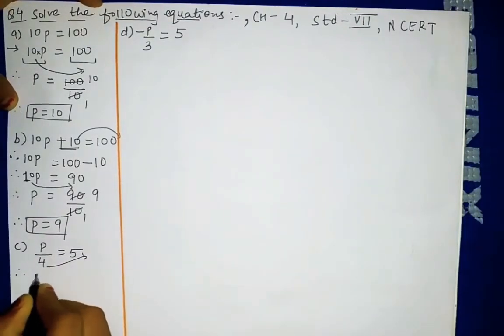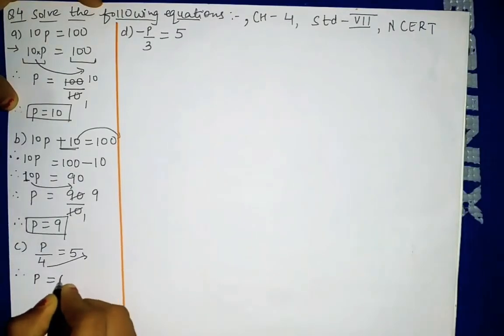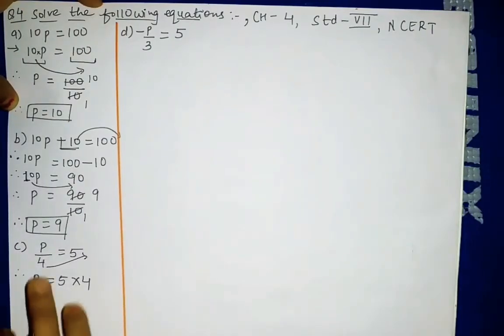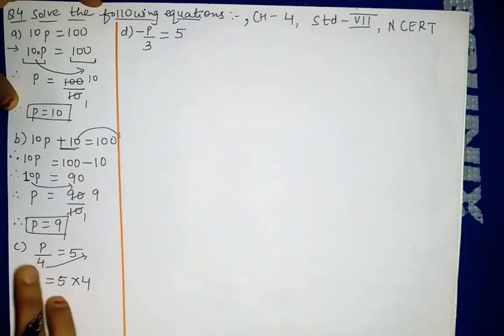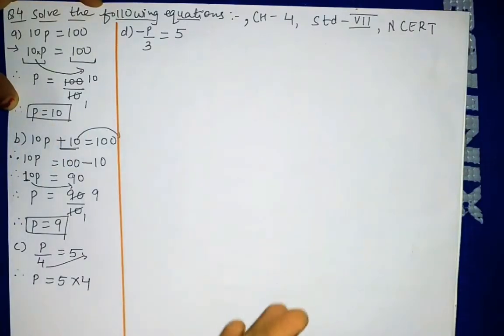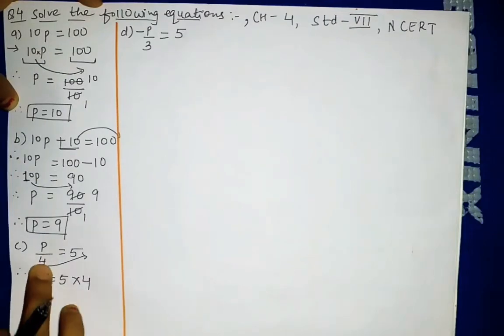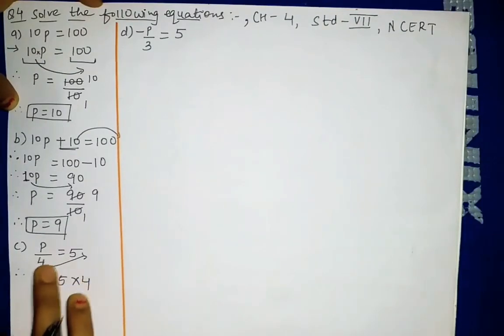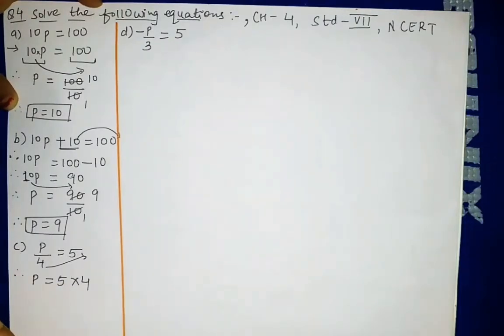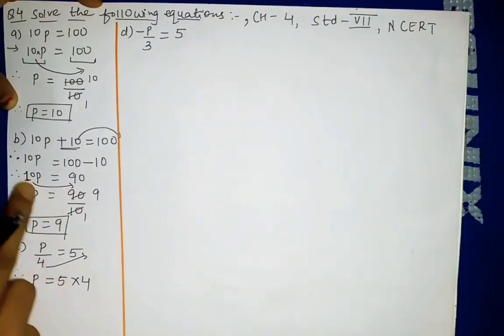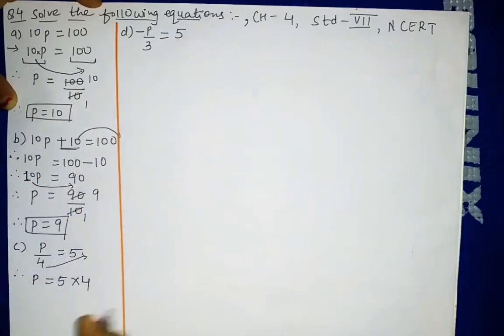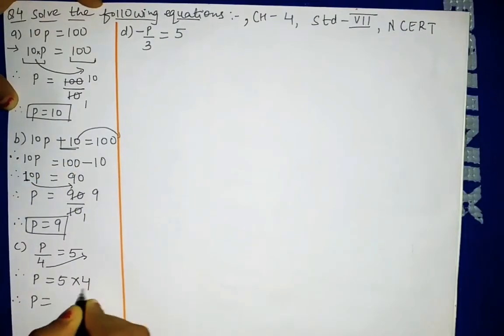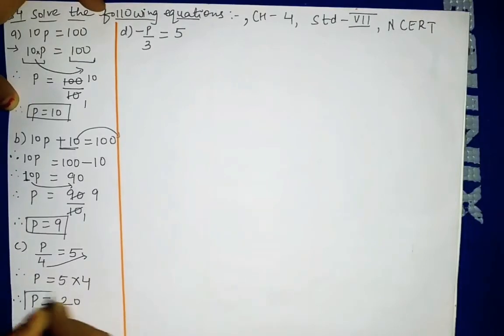So this side only p will be left, and this side 5 into 4. This 4 will go here in multiplication. Why? Because whenever we shift anything from LHS to RHS, we change the sign. So here division is given, so we will take it to multiplication. And if multiplication is given, that will go down in division, like we have done in these both. Now we can simply multiply. So p equal to, 5 4s are 20. So this is our answer.